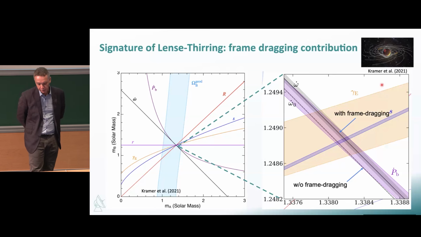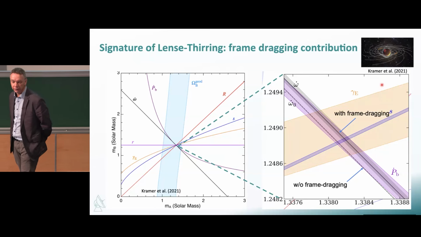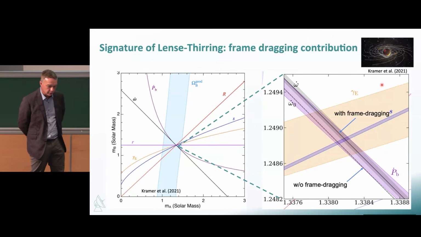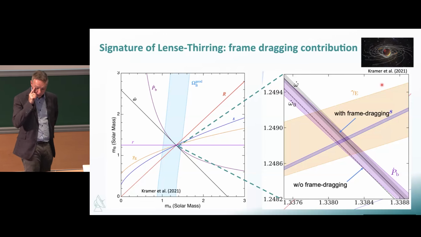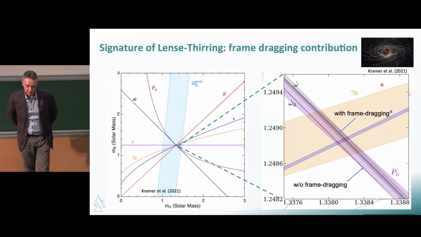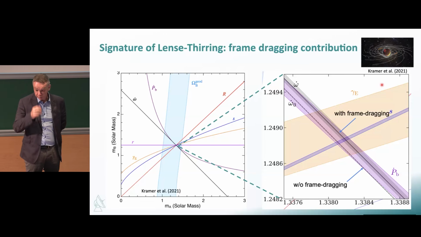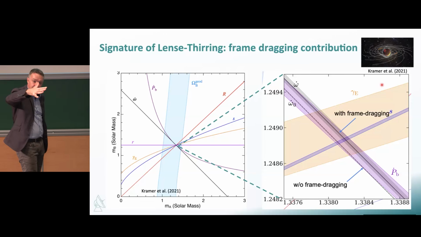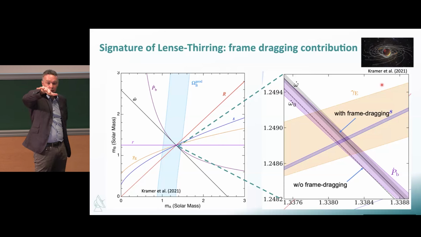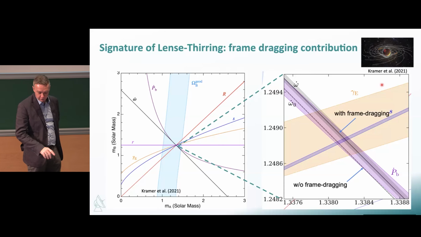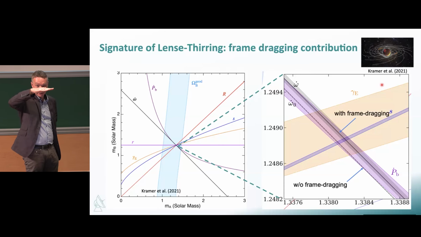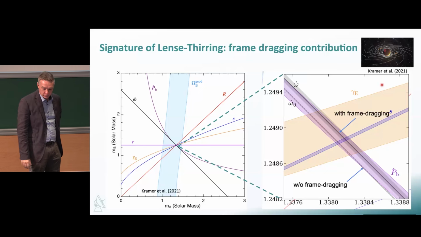And for that, I need to explain a little bit of what frame dragging does in our measurements. So frame dragging is, of course, space-time being dragged around by the rotating mass. And in pulsars, it can have two effects. It can lead to a wobble of the orbit, which is very difficult to measure for this system because it's nearly edge-on.